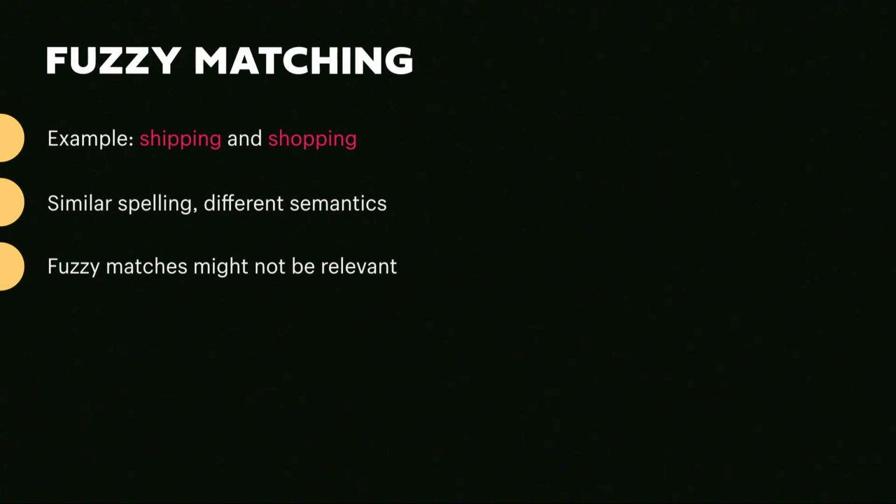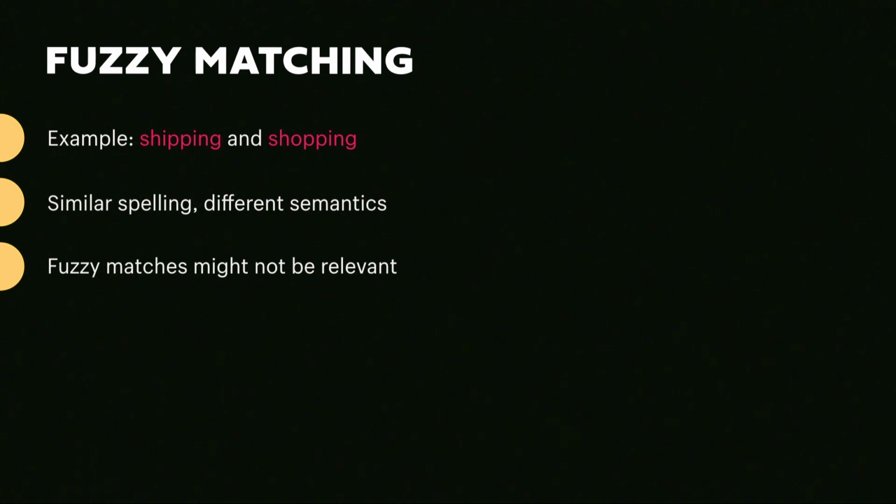So here's an example. Consider the terms shipping and shopping. Both are very common in our ecosystem. They're different semantically, but almost identical in terms of their spelling. And just to make things worse, the only difference between them, the letters I and O, appear right next to each other on the keyboard. Now, when searching for shopping, shipping-related apps might not be so relevant, but they will be captured by fuzzy matching.